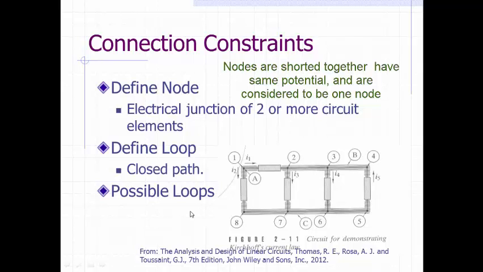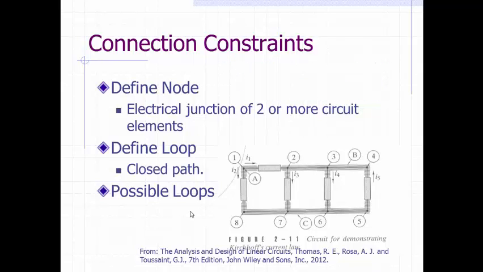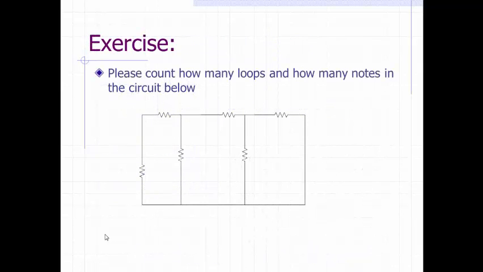Now let's see loop. Loop means closed path. So let's count how many loops we have. 1, 2, 3, 4, 5, 6. This is the exercise. Please count how many loops and how many nodes in the circuit below.